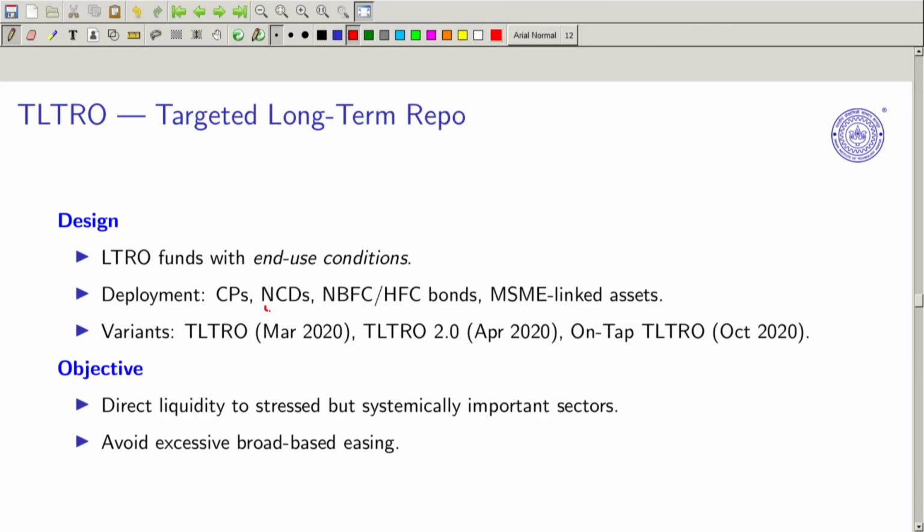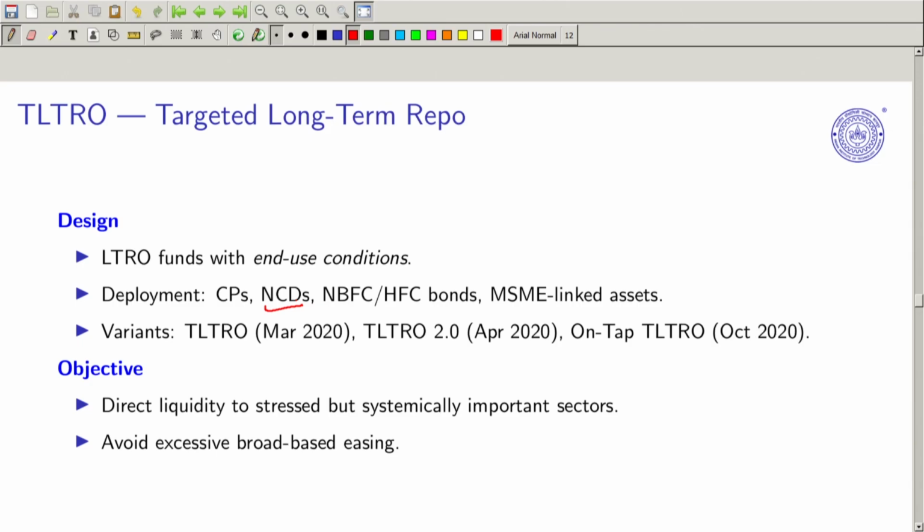So TLTRO, right? Under this, the targeted long term repo operations are mostly for small financing, mostly linked with micro and small enterprises. Deployment happens so that whatever amount of money you are getting from the RBI as a collateralized loan has to be invested in commercial papers, non-convertible debentures, so NCD, which is also a long-term borrowing instrument. Then NBFC, non-banking financial corporation, and housing finance corporation. So all these institutions also issue bonds.